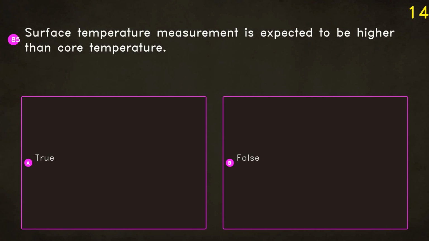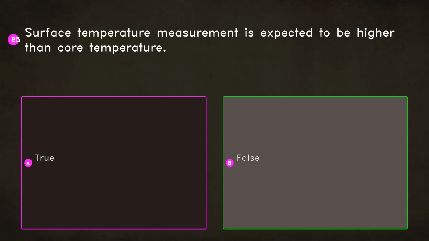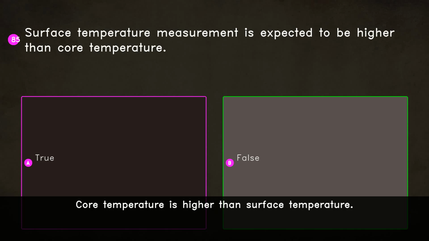Question 85. Surface temperature measurement is expected to be higher than core temperature. A. True. B. False. The correct answer is false. Core temperature is higher than surface temperature.